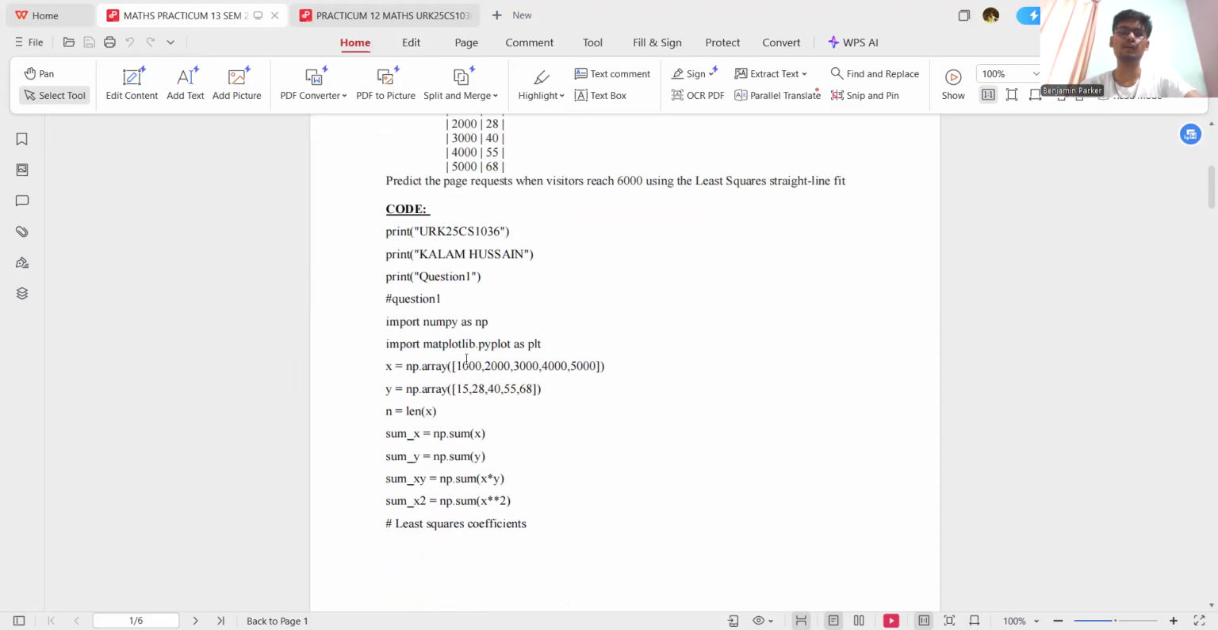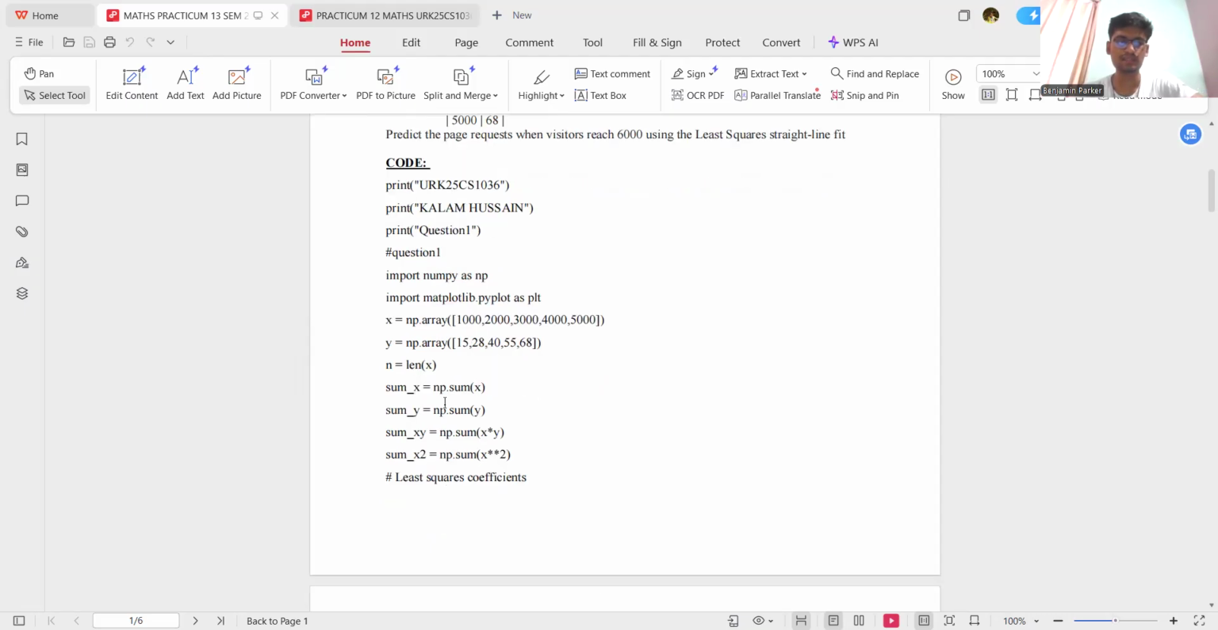Onto the code, we are importing numpy as np, and after that we are importing matplotlib.pyplot as plt, and after that we are applying the x values. x is equal to np.array 1,000, 2,000, 3,000, 4,000, and then 5,000. And after that we are applying the y values, np.array is equal to 15, 28, 40, 55, 68. And after that we are using n is equal to length of x, and after that sum x is equal to np.sum x, sum y is equal to np.sum y, sum xy is equal to np.sum xy.